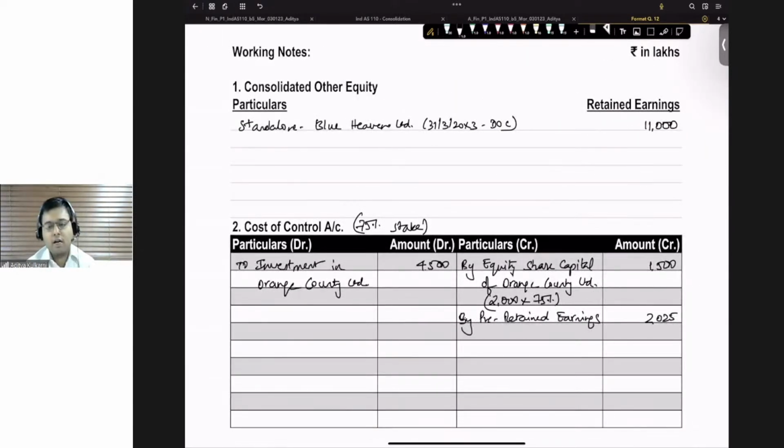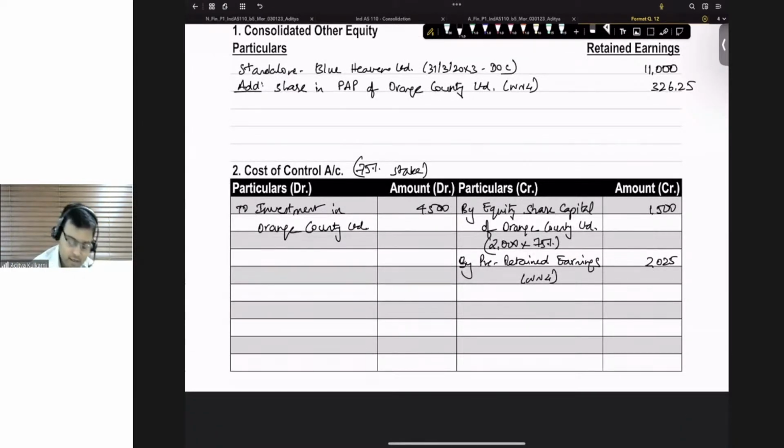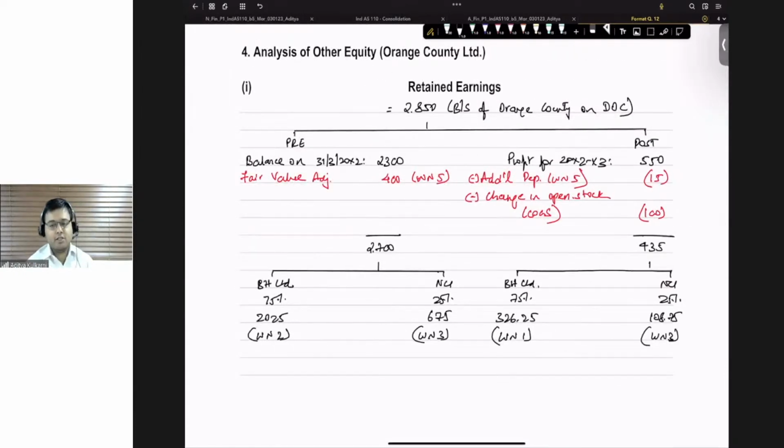Post retained earnings will not be a part of cost of control. It will be a part of consolidated other equity because these were earned when the parent had control over the subsidiary. Okay, so add share in PAP, post acquisition profits of Orange County Limited. Working note 4. So that is 326.25. Okay, so I have given effect to all this as well as the revaluations. So all this is done.